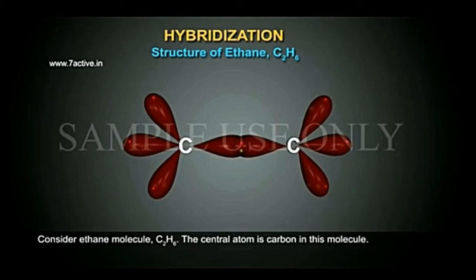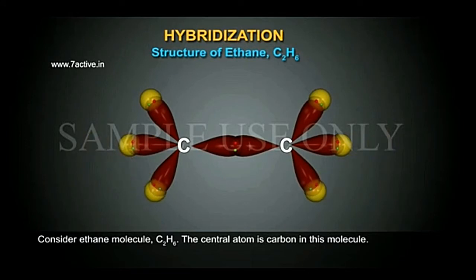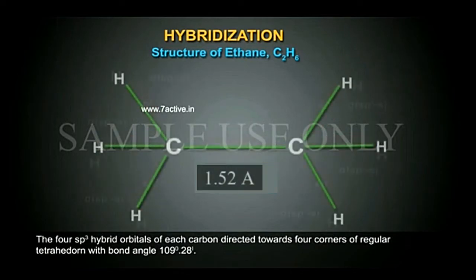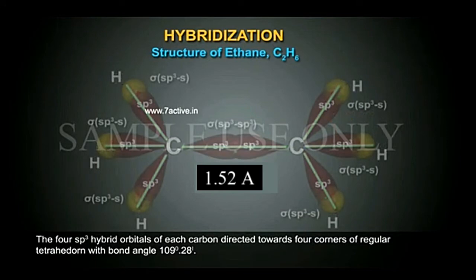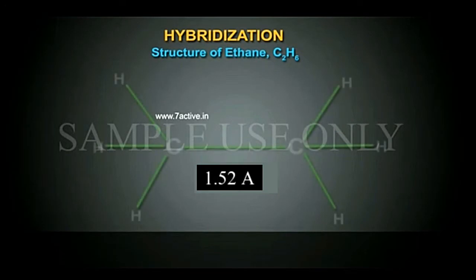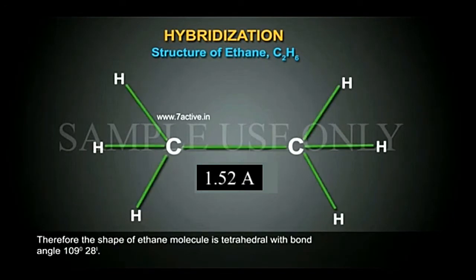Now, after formation of the C-C sigma bond, on each carbon we have 3 sp3 hybrid orbitals, which are also half filled. These half-filled sp3 hybrid orbitals overlap with the half-filled 1s orbital of hydrogen to form C-H sigma bonds. Such 6 sigma bonds are formed between the 2 carbon atoms and 6 hydrogen atoms. The C2H6 molecule is also tetrahedral in shape, the bond length between carbon and carbon is 1.52 angstroms, and the H-C-H bond angle is 109 degrees 28 minutes.